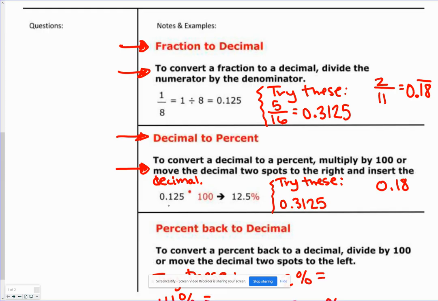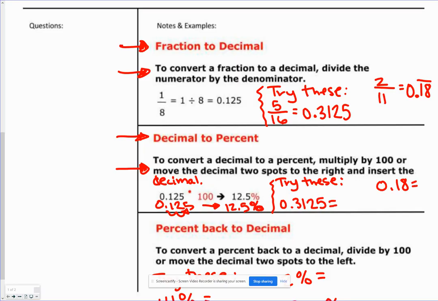All right, so let's go do that. We have 0.125. We could multiply it times 100, and it gives us 12.5%. Or we could move that decimal over 2 spots. So if we move it 2 spots to the right, like it says, 1, 2, it ends up in between the 2 and the 5. So we get 12.5%. So either way works. So let's go take those 2 problems that we did, and try those on your own. Convert those to a percent. Pause the video.